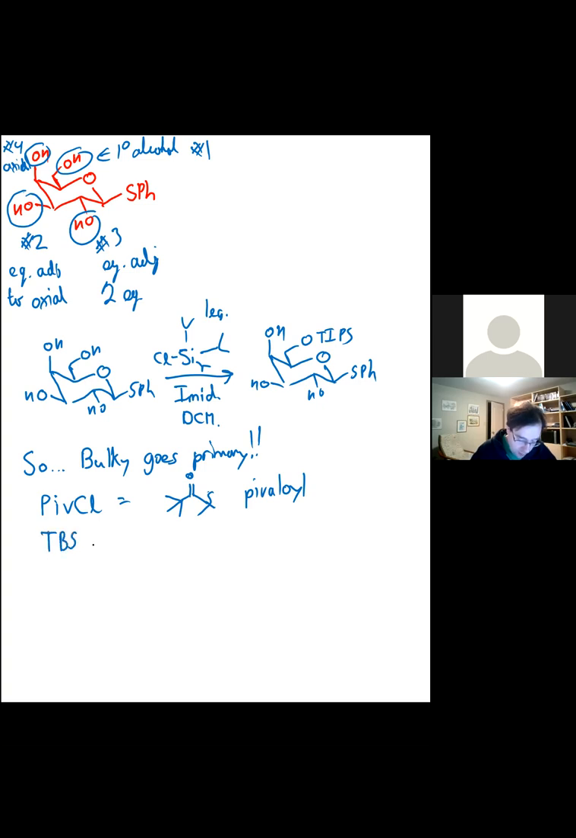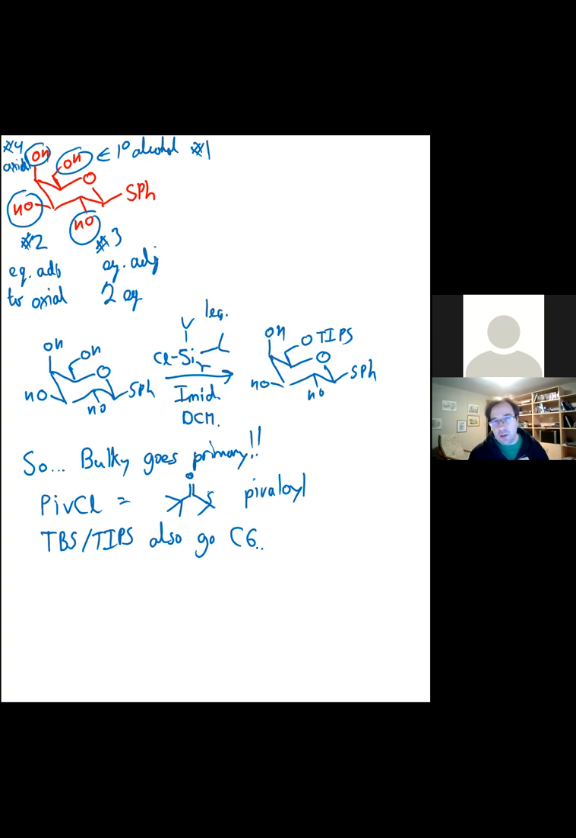TBS, TIPS also go on C6. So this is our first case here where we're seeing some selectivity, where we're seeing a way that we can selectively protect one alcohol in the presence of the other free alcohols.